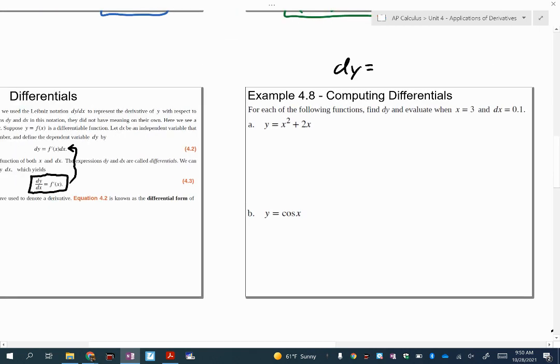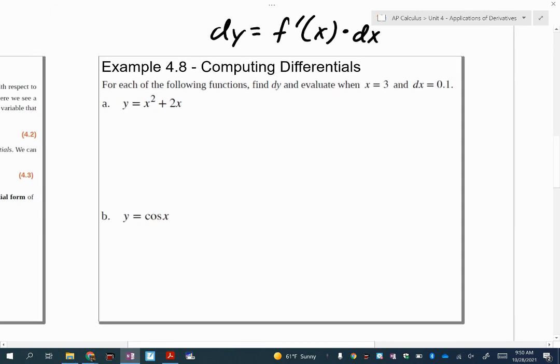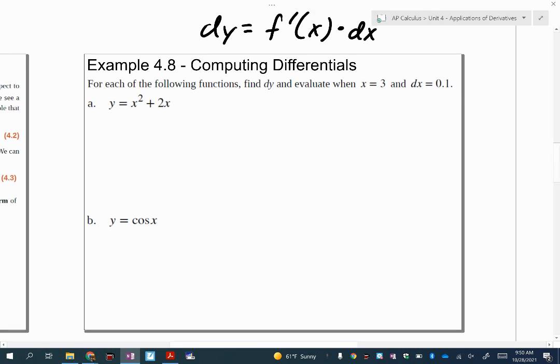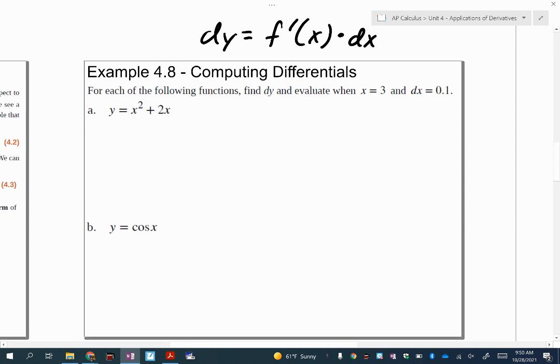dy, or the change in y, is equal to f prime of x times dx, or the change in x. So we're going to find dy for each of these and then evaluate it when x is 3 and the change in x is 0.1. First thing I need to do is find the derivative. So f prime of x equals d/dx of x squared plus 2x, which is equal to 2x plus 2.